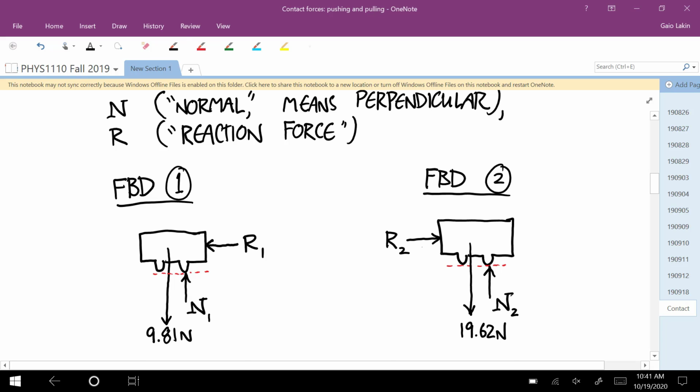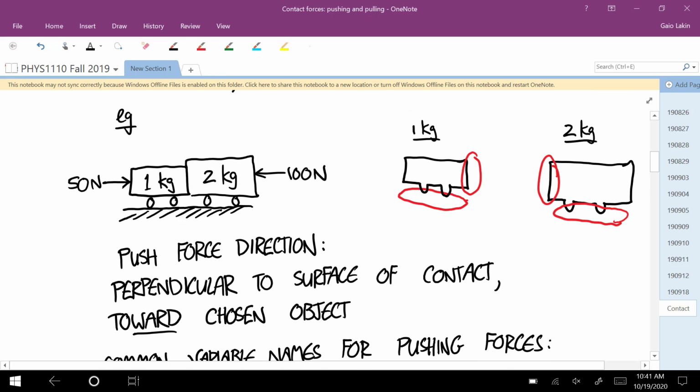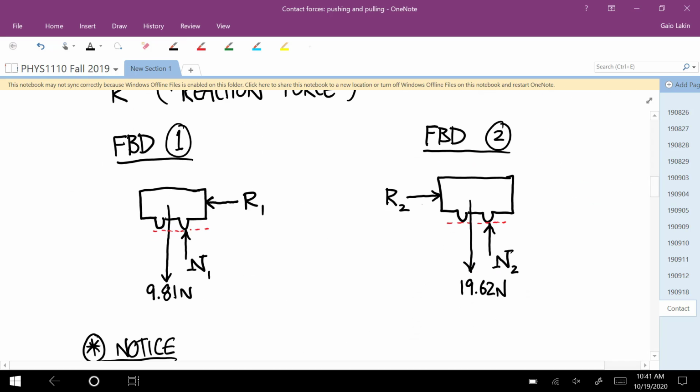I'm getting so focused on the contact forces here, these pushing forces. I don't want to forget about those external forces that are applied in the problem, that 50 Newton force that's applied to the 1 kilogram and the 100 Newton force that's applied to the 2. So those have to go in here also. There's the 50 Newton there and the 100 Newton there.